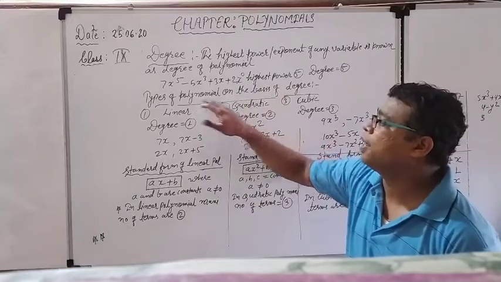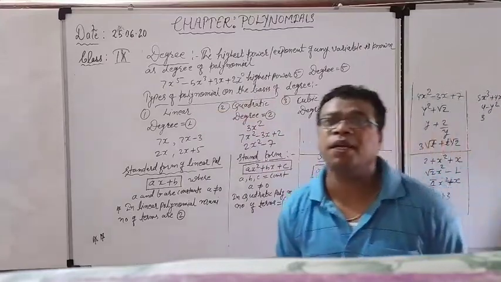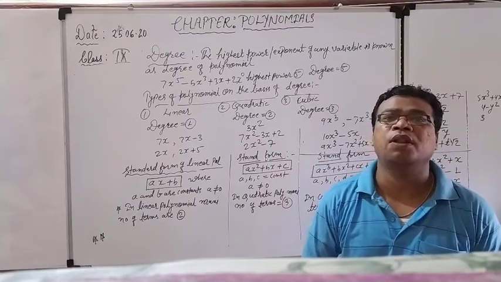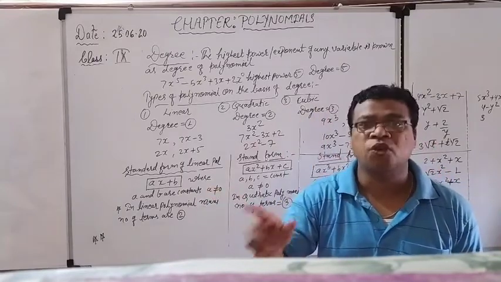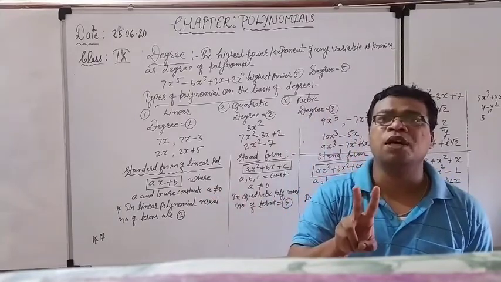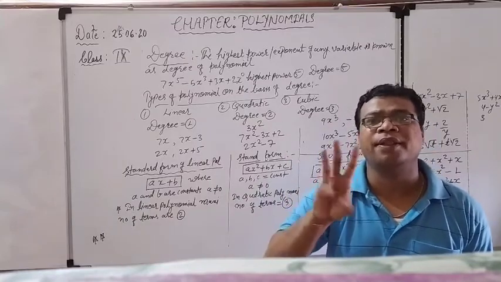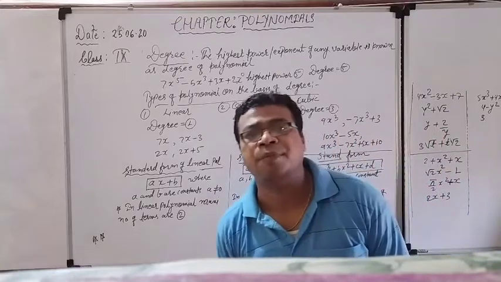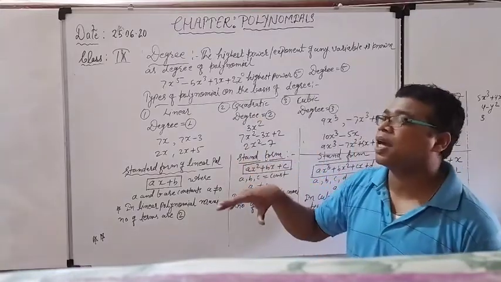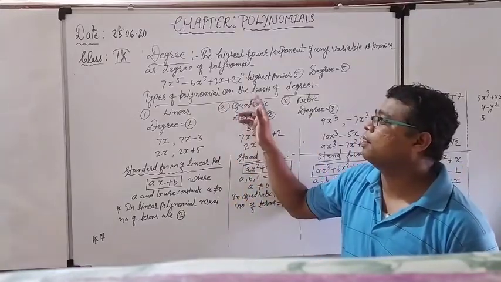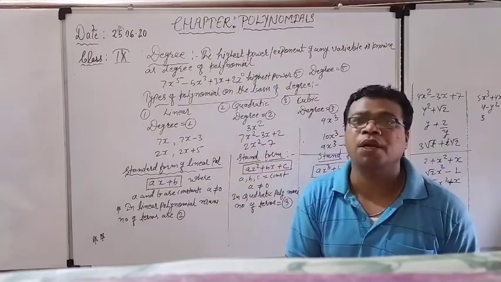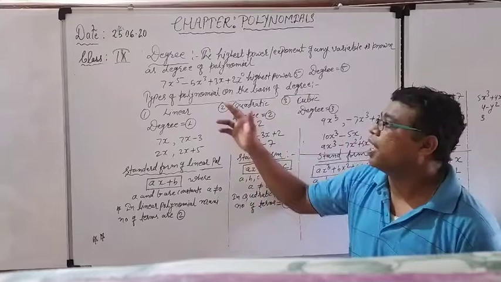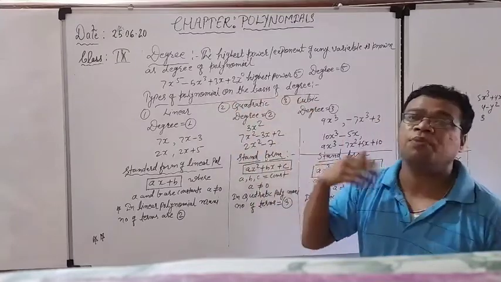Next part: types of polynomial on the basis of the degree. In my last lecture I told you the types of polynomial on the basis of the terms. If one term, it is a monomial; two terms, it is called a binomial; and three terms, it is called a trinomial. We have even seen many different examples of it. Now this is the time when we are classifying the types of polynomial according to the degree.